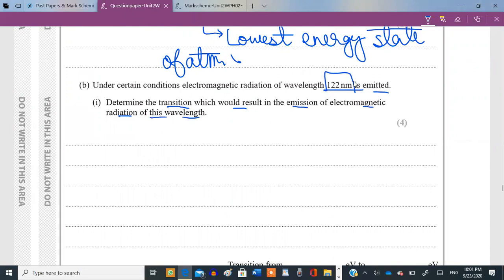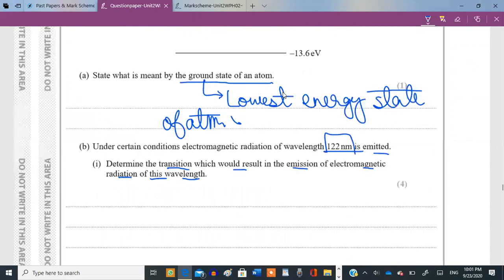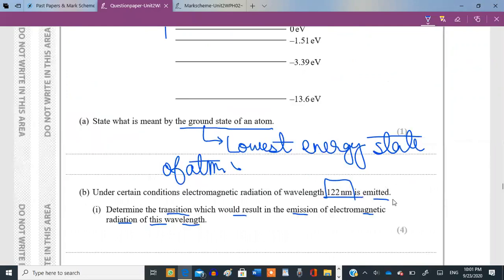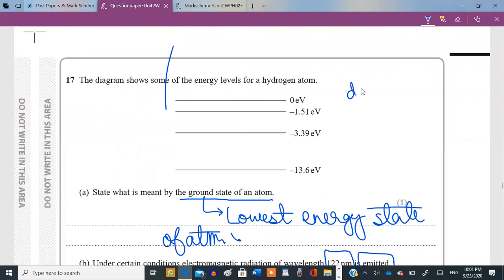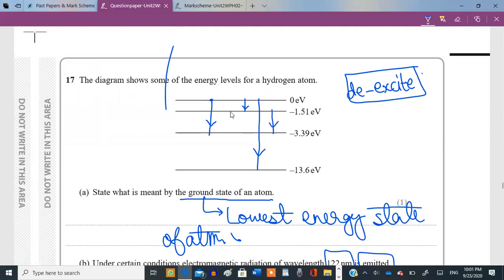Okay, this is the wavelength which you got. Which transition would give us this wavelength being emitted? For emission to occur, the electron has to de-excite. To emit waves, it has to de-excite. Now, the different transitions that are possible are from 0 to minus 3.39, or from 0 to minus 1.51, or from 0 till here, or from here till here, or from here till here, or from here till here.